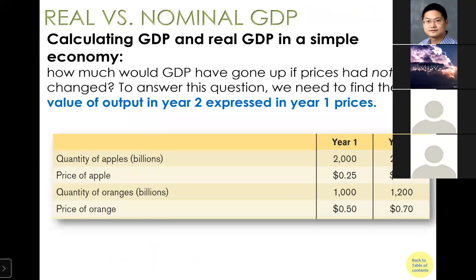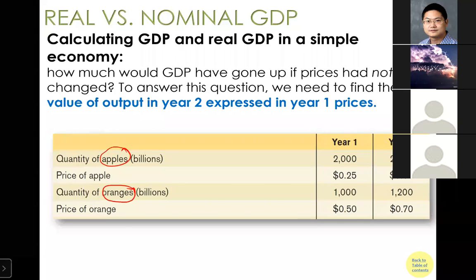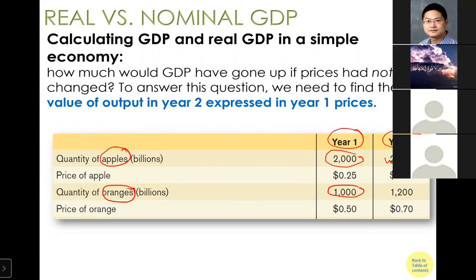Now maybe we can look at examples to understand how we calculate real GDP versus nominal GDP. In this example, there's an economy that only produces two types of goods. One is apples. The other is oranges. There are two years we can compare, year one versus year two. In year one, we have 2,000 apples and 1,000 oranges. And in year two, we have 2,200 apples and 1,200 oranges. That is the quantity we produced.